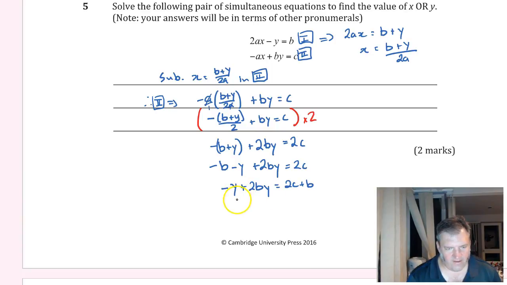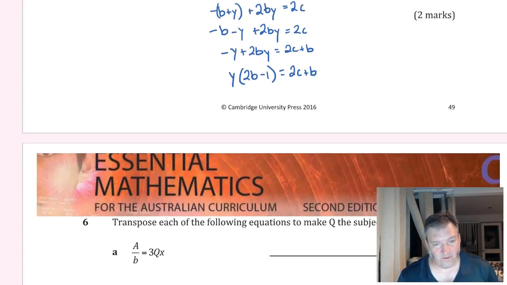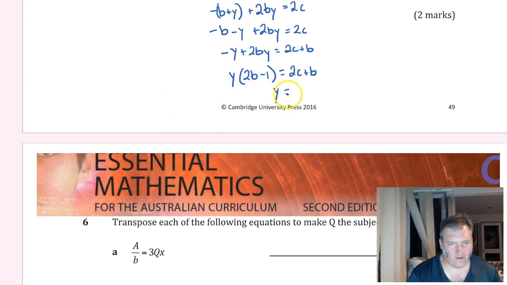Y is a common factor here, so I can take that out the front and say, how many y's have I got? Here I've got 2b, there I've got negative 1, so I could just say I've got 2b minus 1 lots of y. Now this is pretty challenging again. We talked about it in the last test as well. The factorising ones we're not going to have to do so often, so that's not too bad. What do I do now to get y on its own? I go 2c plus b, and I'm dividing by 2b minus 1.